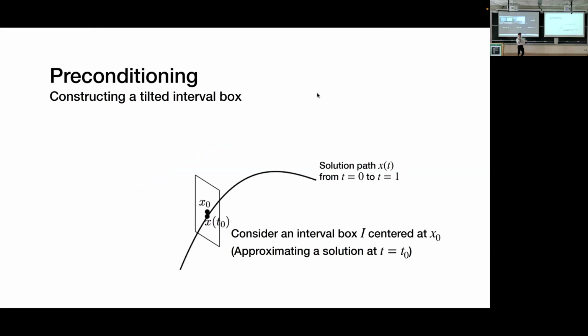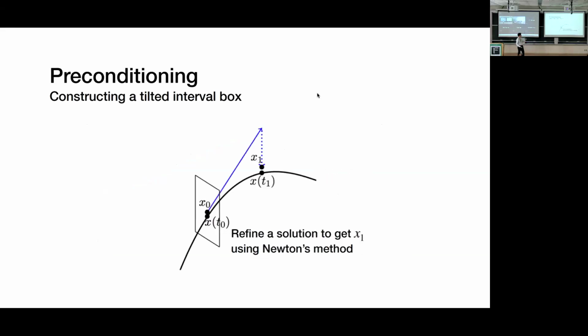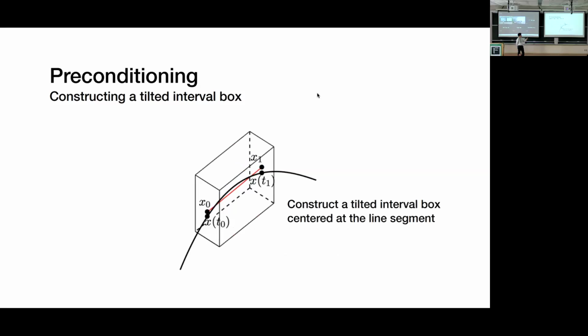And then what we're going to do is the predictor and corrector. With predictor and corrector, you get x1, which is the approximation of another point of the solution path. Now we connect x0 and x1 by a red line segment. And then we will consider an interval box centered at this red line segment. And here's the tilted box. This is how we get the tilted box. This way of getting the tilted box is called the preconditioning step.